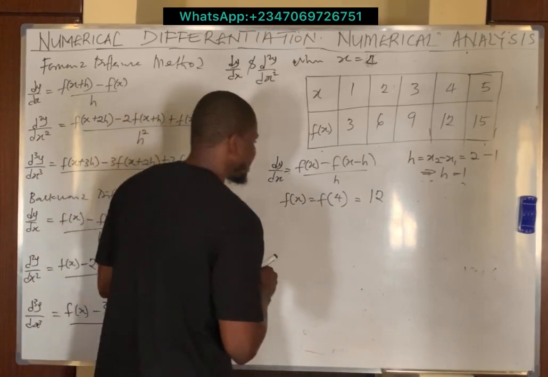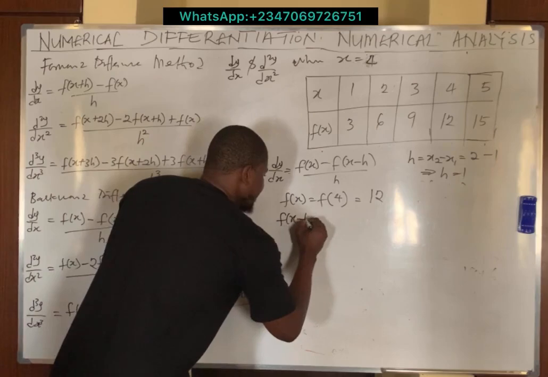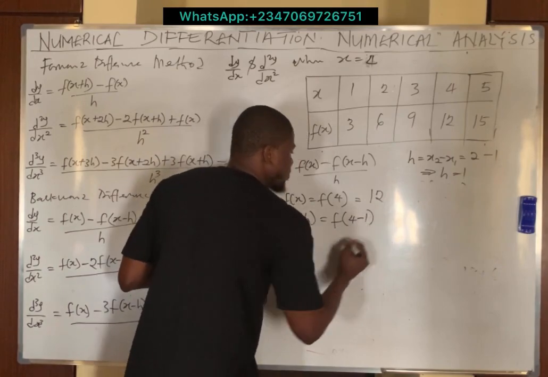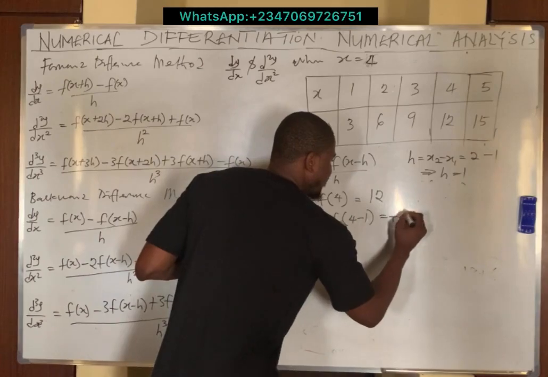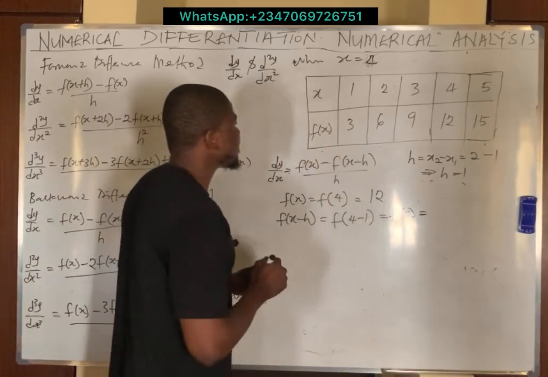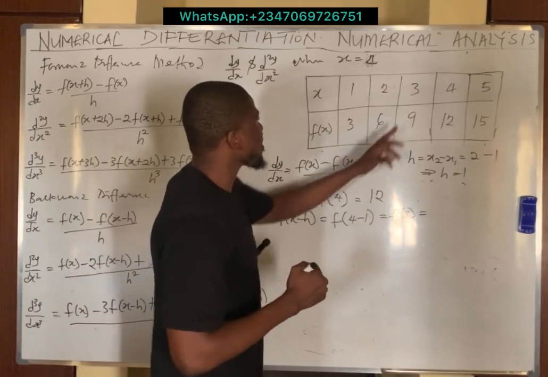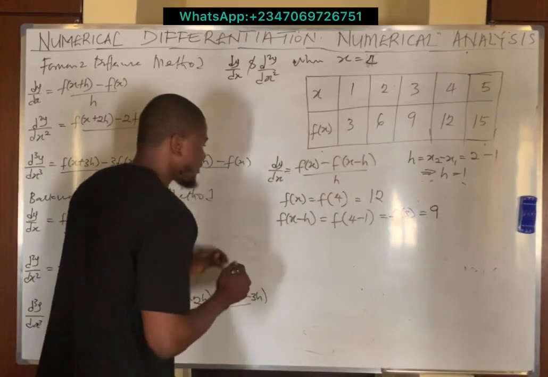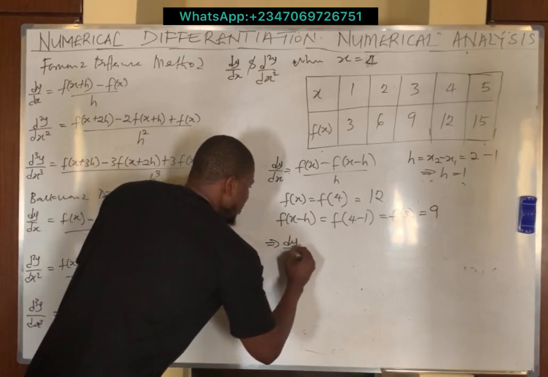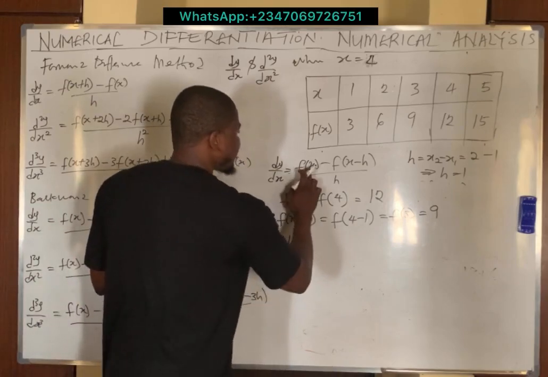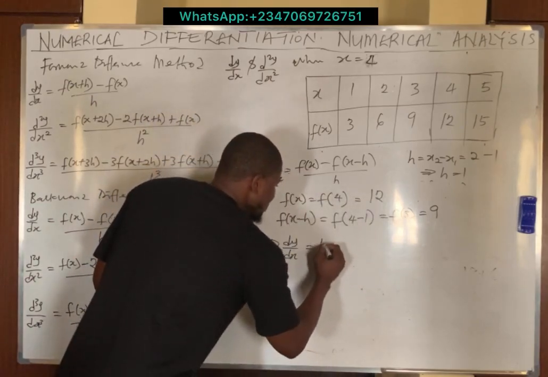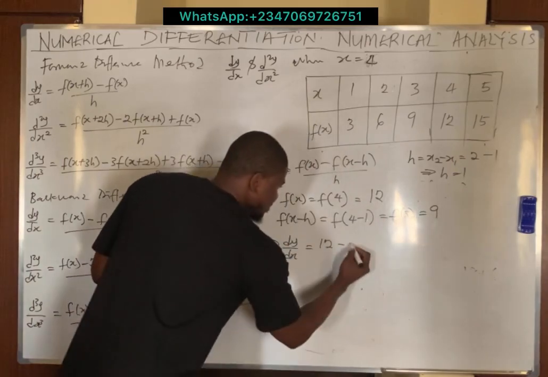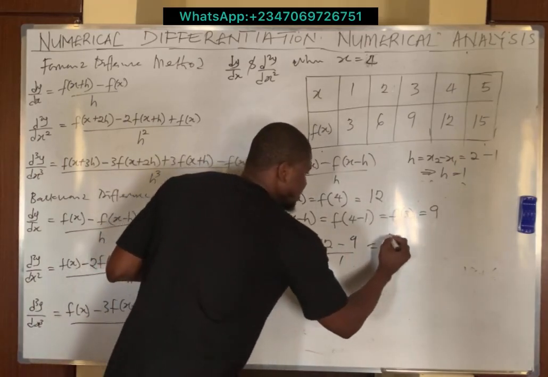Similarly, we find f of x minus h. This is going to be equal to f of 4 minus 1, which is f of 3. From the table, when x is 3, what is y? When x is 3, the value of y is simply 9. So f of 3 is 9. So you compute your derivative. This implies that dy over dx is equal to f of 4, which is 12, minus f of x minus h, which gave us 9. So that's 12 minus 9 all over 1, which is 3 divided by 1.